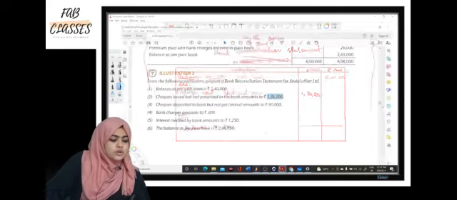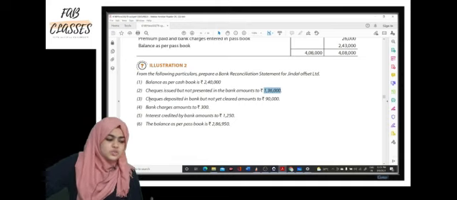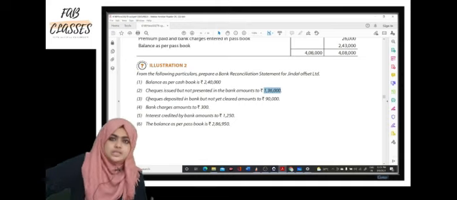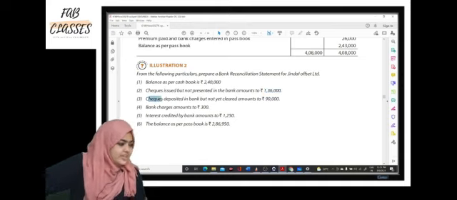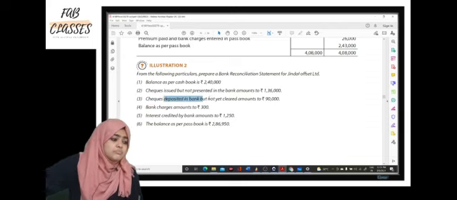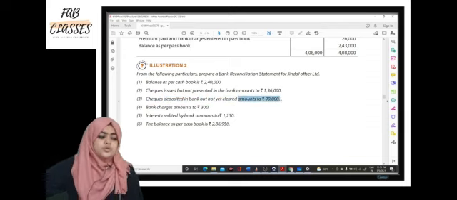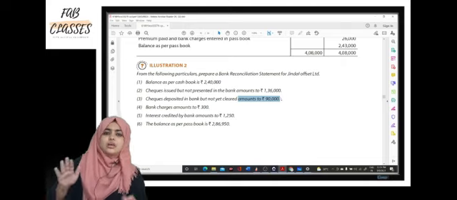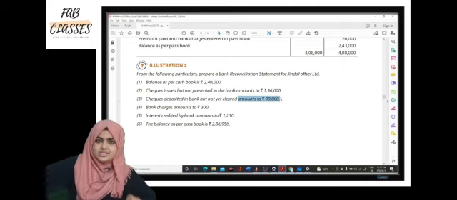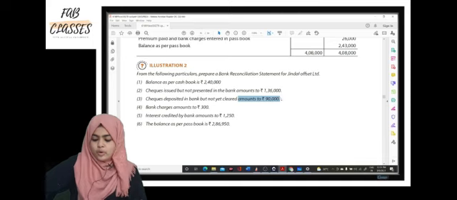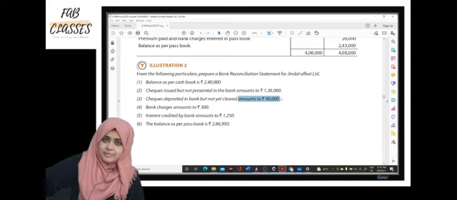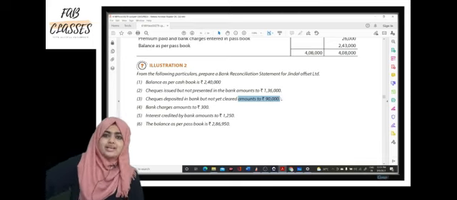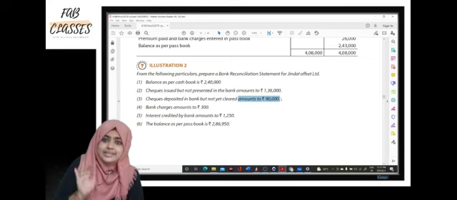Okay, so we can go for the next statement. What is the next statement? Let's see. Checks deposited in the bank but not yet cleared amount to 90,000. That means, from the businessman's point of view, the businessman is saying all these things, right? From the businessman's point of view, the check was deposited in the bank, not issued, deposited in the bank, and it was not cleared.